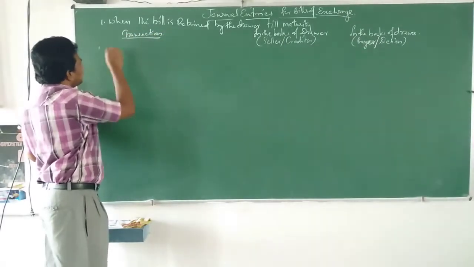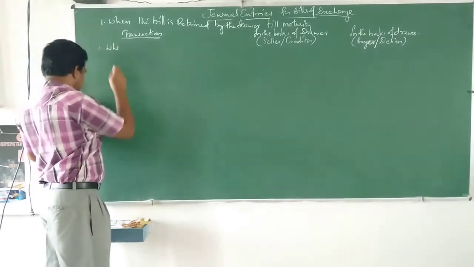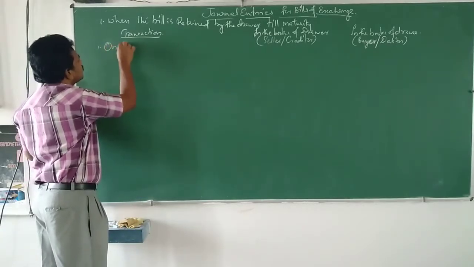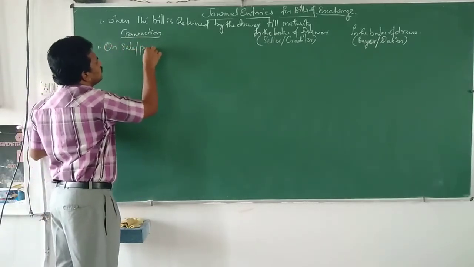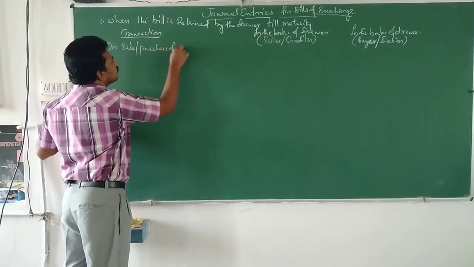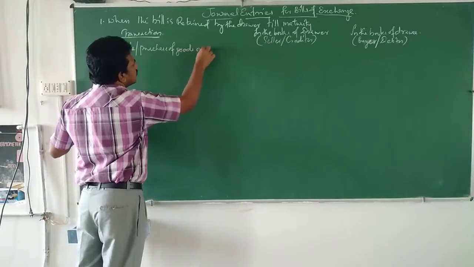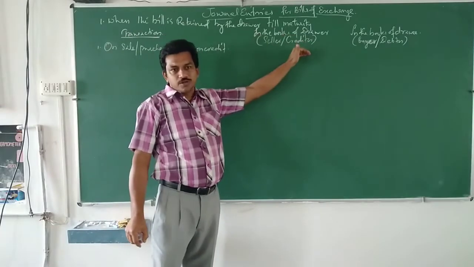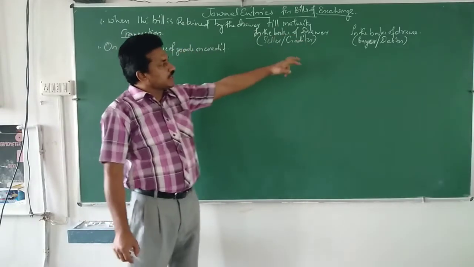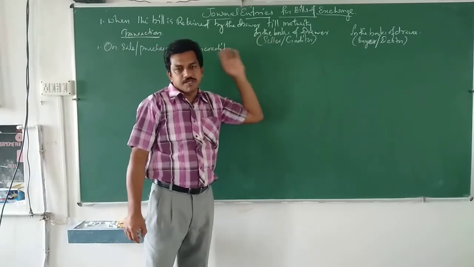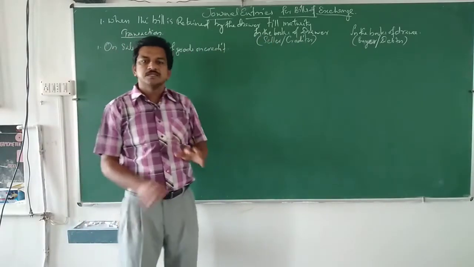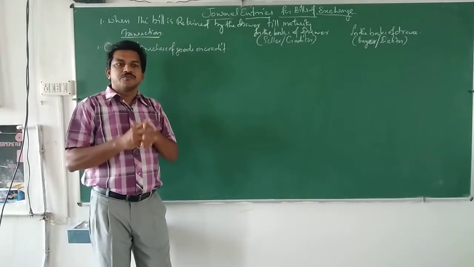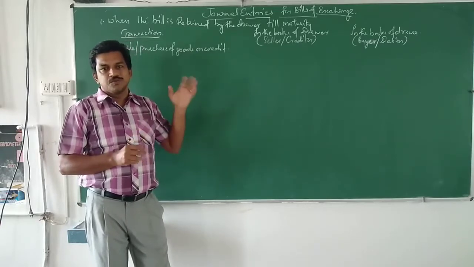First one, on sale or purchase of goods on credit. That means when the drawer sells the goods on credit, or when the buyer buys goods on credit, what will be the journal entry? That is a normal journal entry we have studied. So we know what is the journal entry for credit sales.